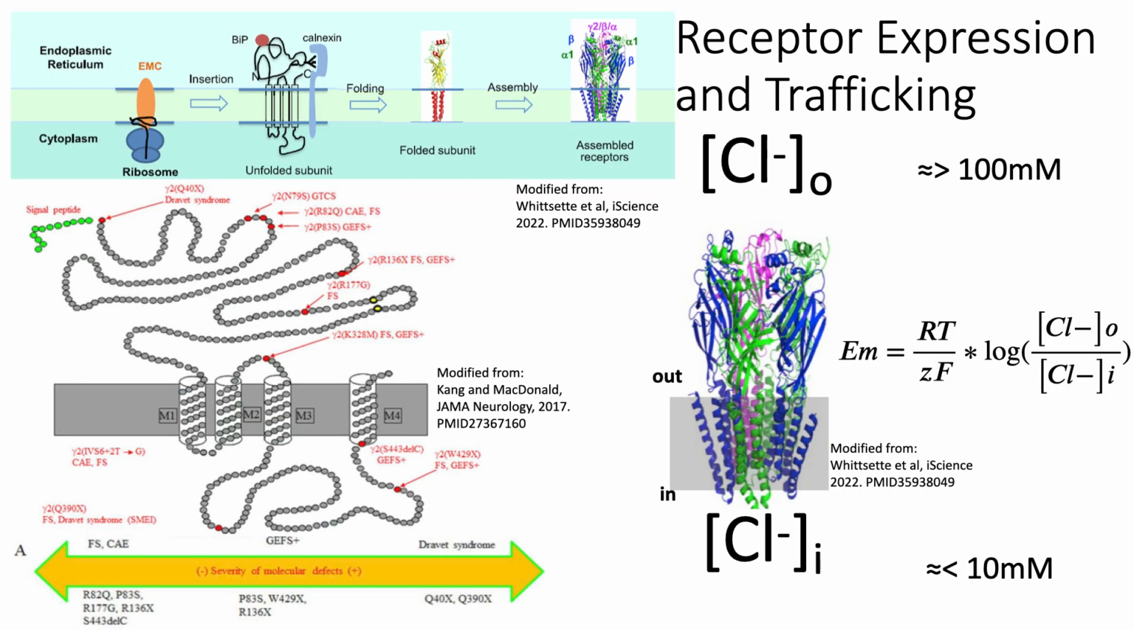Here I'm showing the generalized expression and trafficking. Each one of these is a potential point at which we could think about treatment. The transcript is translated in the endoplasmic reticulum, getting inserted into the membrane where it should properly fold. Then in the case of GABA, 5 separate subunits will assemble into a given pentamer before being transported to the extracellular membrane. Those are all places where things can go awry.